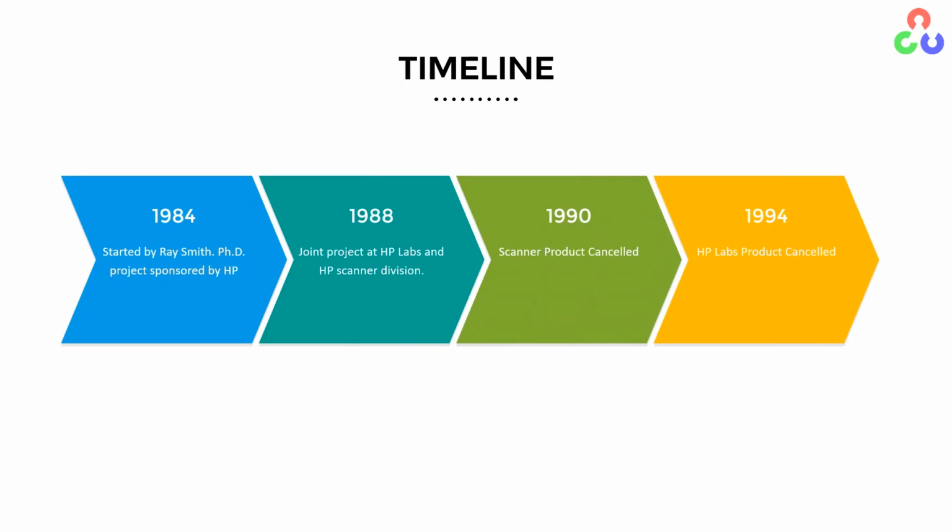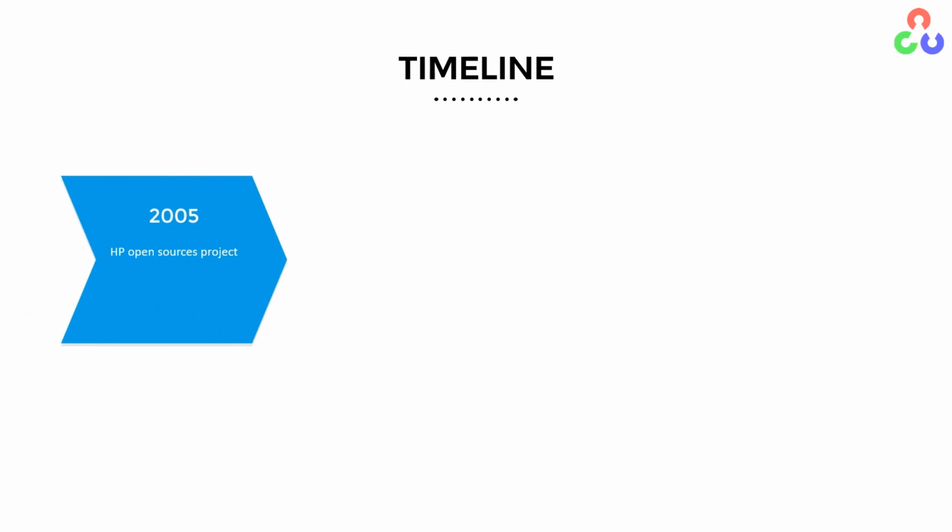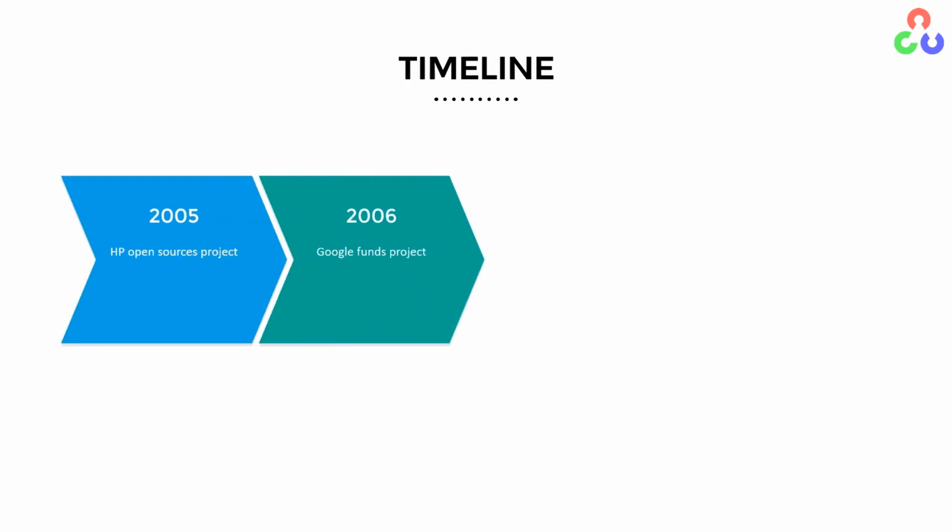However, this was a very good product. It was actually one of the best OCR engines of its time, and still is a very good OCR engine. This project basically gathered dust for about 10 years until in 2005, HP open sourced the project. And after that, things took off. In 2006, Google funded the project, and it took the project under its wings, and Ray Smith is back at Google working on Tesseract. Now, this became very popular after 2006.